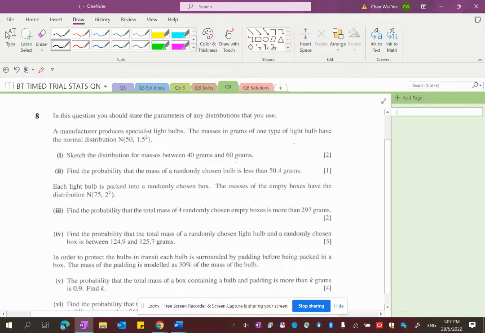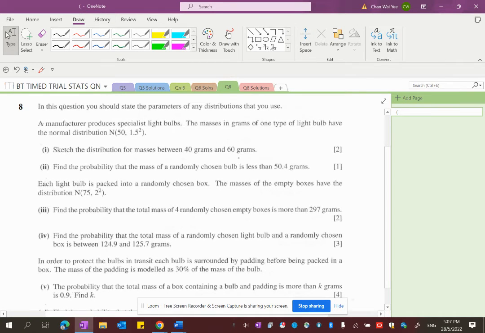Through question 8 of block test time trial, paper 2. Let's take a look at the question. Right at the top, the question says that you should state the parameters of any distribution that you use. So we have to bear this in mind. The question started with describing the context.